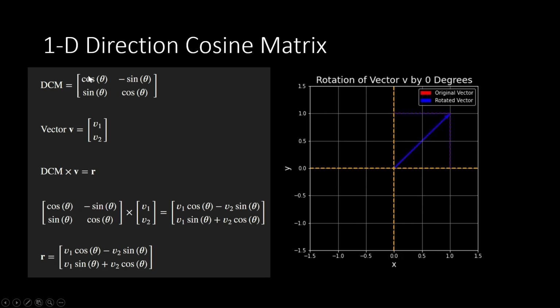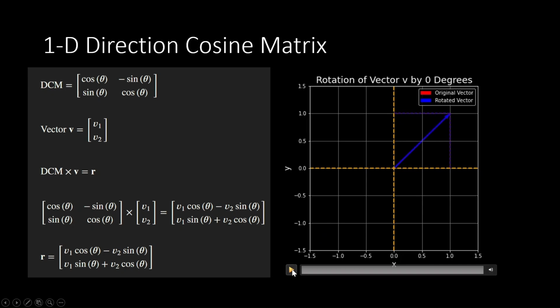And the property of this matrix is that it is a perfect rotation matrix. It does not stretch the vector either longer or shorter, and yet it is able to rotate the vector in a perfect circle. So again, we are going to multiply it with our original vector v1, v2, and as you can see, the end result is this rotated vector.